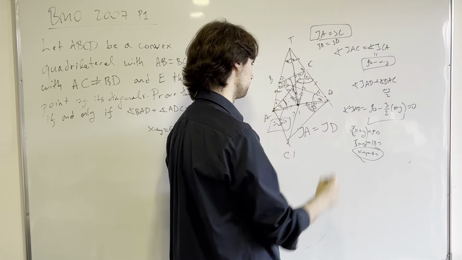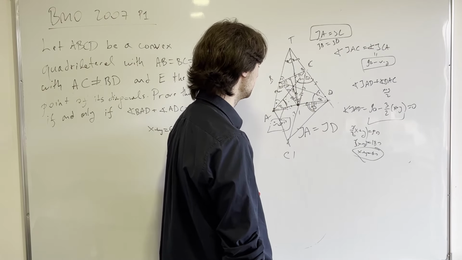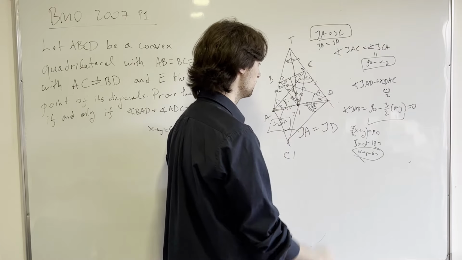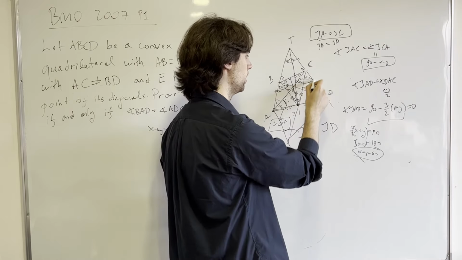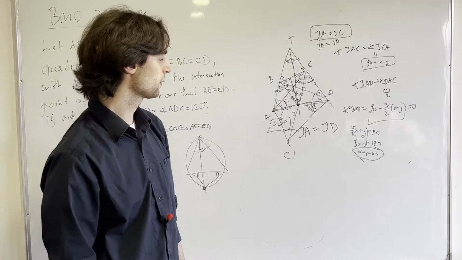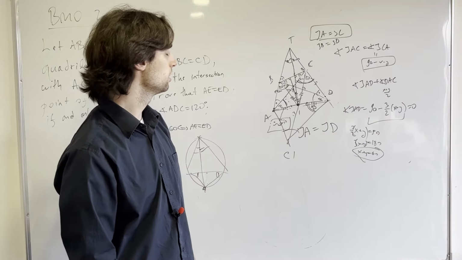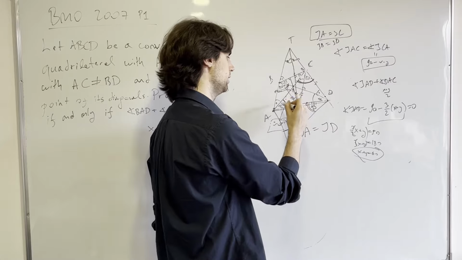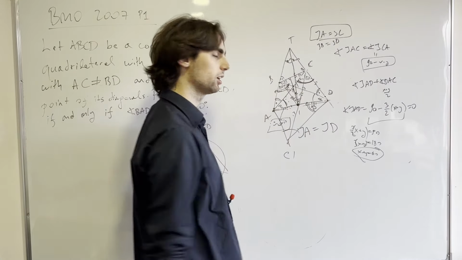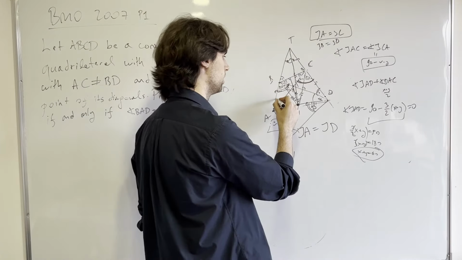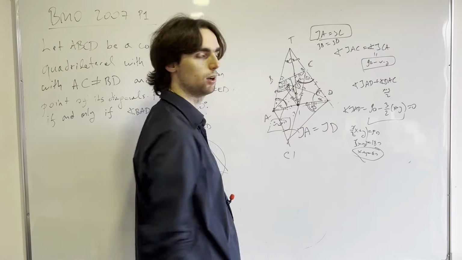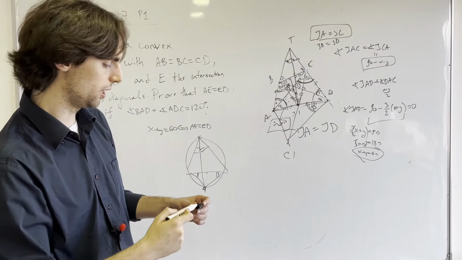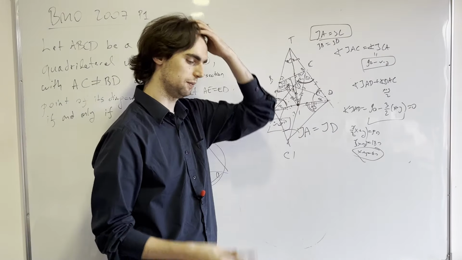Now this angle over here is equal to this angle over here. So the sum of these two angles is 180. And if the sum of these two angles is 180, then the sum of these 4 angles is 180. And those are x, y, x plus y, and x plus y. So you get 3x plus 3y is 180, x plus y is 60.